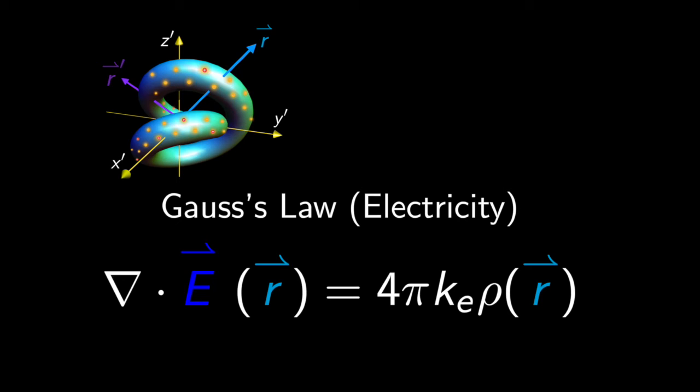Now's a good time for a sanity check. The units of the divergence of E are newtons per coulomb meter. Ke has units of newtons times meters squared over coulombs squared, and rho has coulombs over meters cubed, so you can check that everything works out.